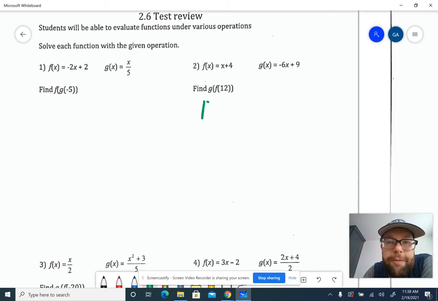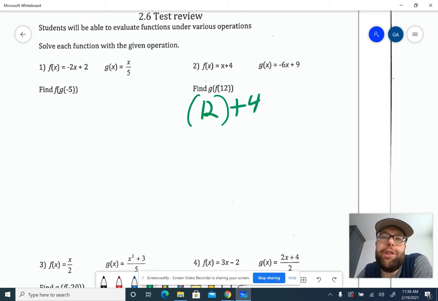Just out of good habit, anytime you plug something in, you want to put it in parentheses. It's not going to change anything here because you're just adding, which is pretty much the only operation, so parentheses don't really matter. But basically, that's going to be our f of 12. 12 plus 4 is 16. So f of 12 is equal to 16.